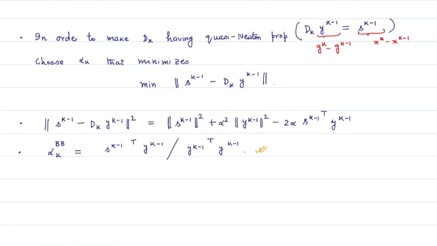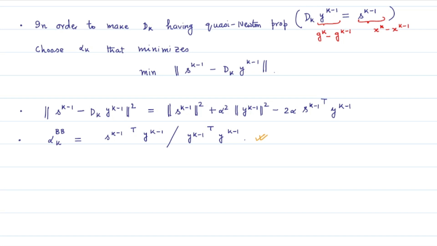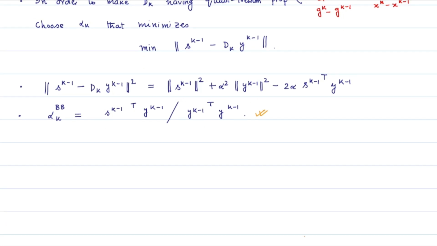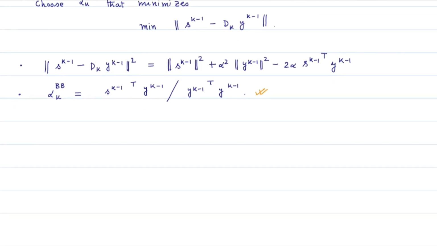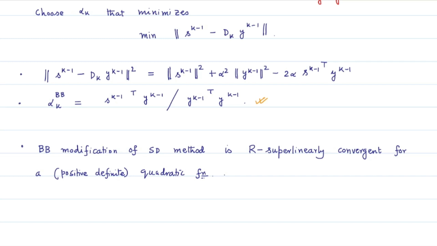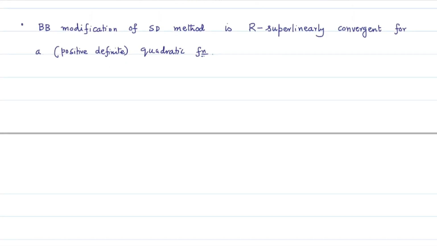That means for a quadratic function with positive definite Hessian, this Barzilai-Borwein modification of the steepest descent method converges R-superlinearly. With this comment on the Barzilai-Borwein modification of the steepest descent method, I now stop the lecture here, but before stopping, let me give you a few problems to be executed as home tasks.